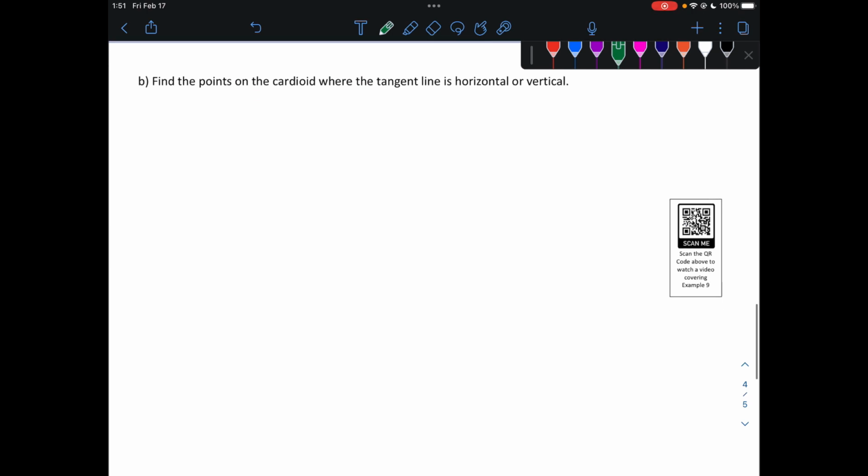Okay, part B says find the points in the cardioid where the tangent line is horizontal or vertical. All right, so let's go ahead and split this up here. All right, so we're going to do horizontal here, and we're going to do vertical over here.